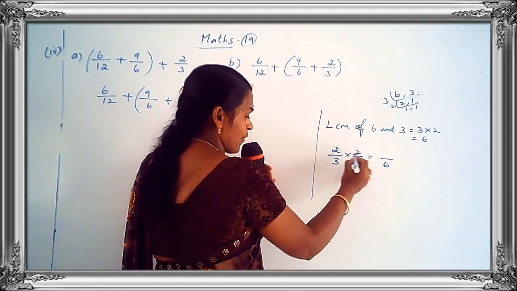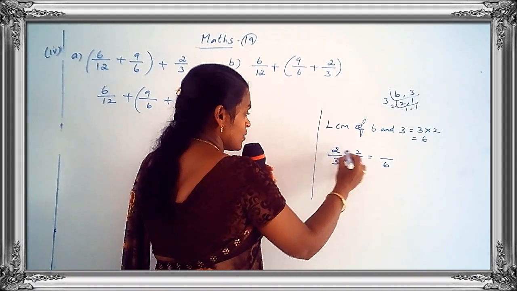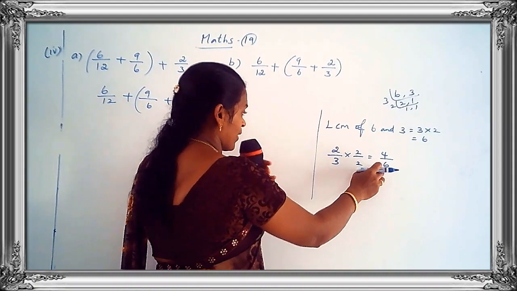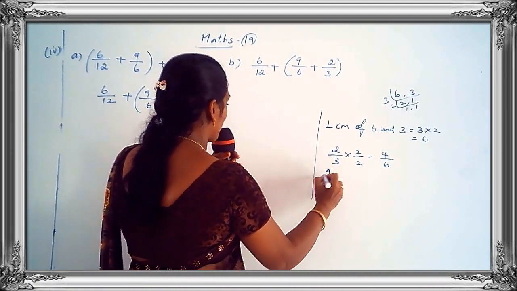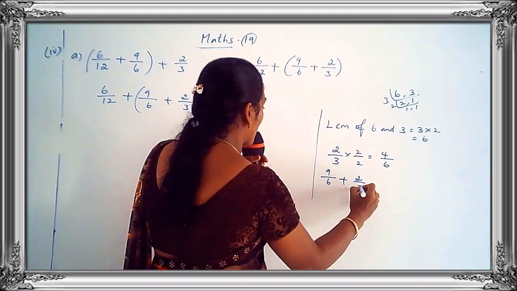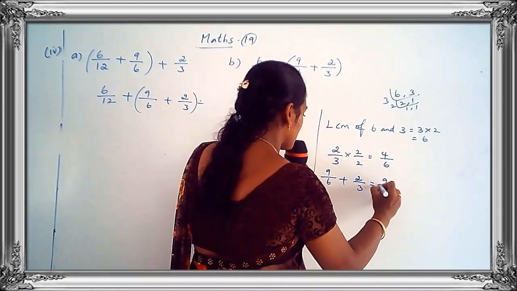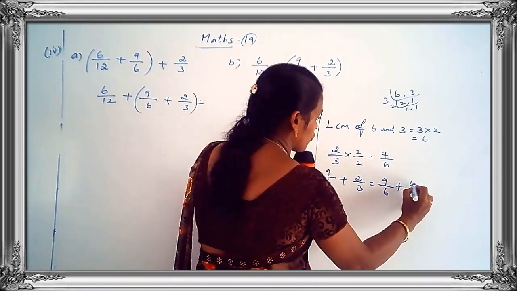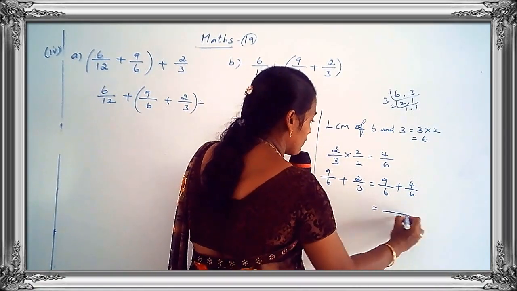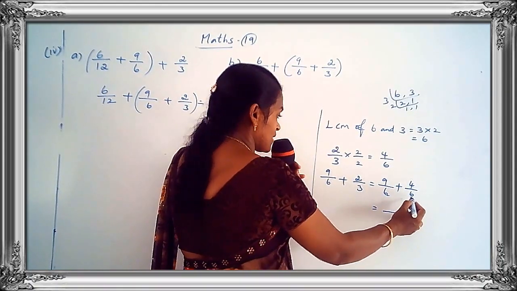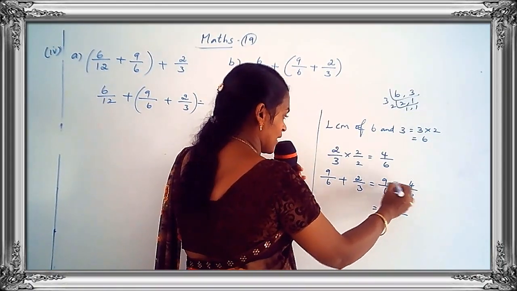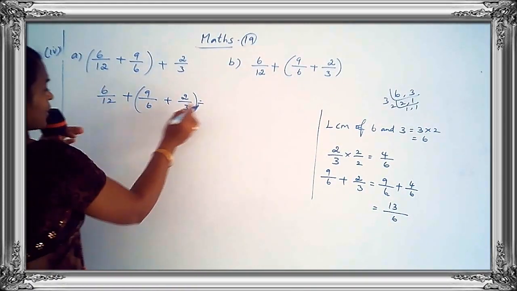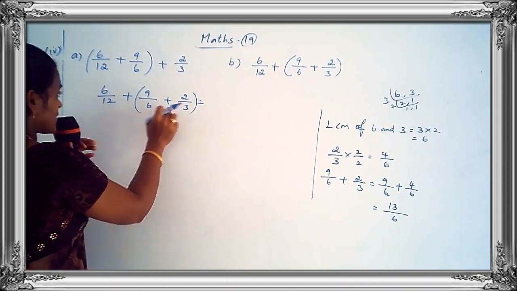3 2s are 6. Now you multiply the numerators, that means 2 into 2 is equal to 4. So 2 upon 3 is equivalent to 4 upon 6. Now we find the value of 9 upon 6 plus 2 upon 3, so 9 upon 6 plus 4 upon 6, because 2 upon 3 is equivalent to 4 upon 6. Now the denominators are same, so we add only the numerators. 9 plus 4 is equal to 13 upon 6.